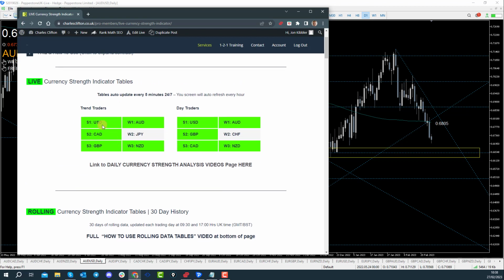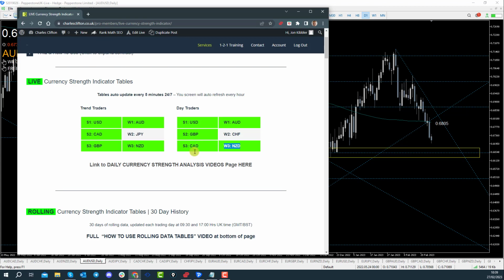So what are the tables showing us today? Well, it's showing us that the dollar remains top of both tables, being the strongest currency. That is followed by the Canadian dollar on the trend traders at S2, however it is S3 on our day traders. The pound is S3 on our trend traders, but is the second strongest on our day traders. On the weak side of things, the Aussie tops both tables as being W1, and the New Zealand dollar is the third weakest on both tables.